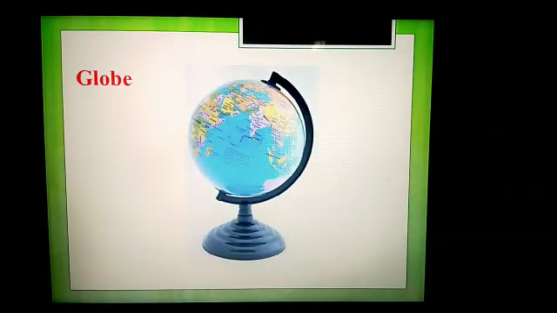Have you seen a globe, children? Yeah, this is the picture of a globe. So you can see some imaginary lines and you can see the countries, continents, oceans, etc. in the globe.